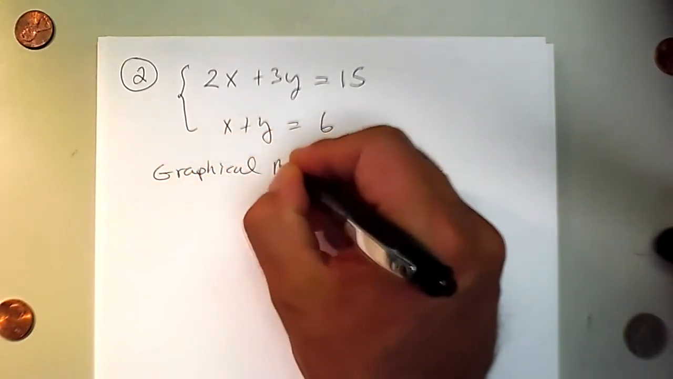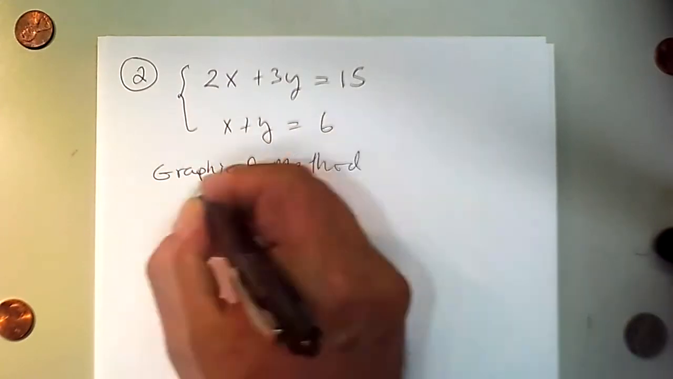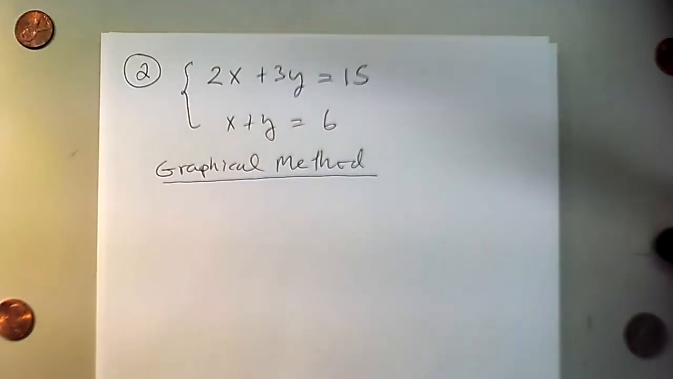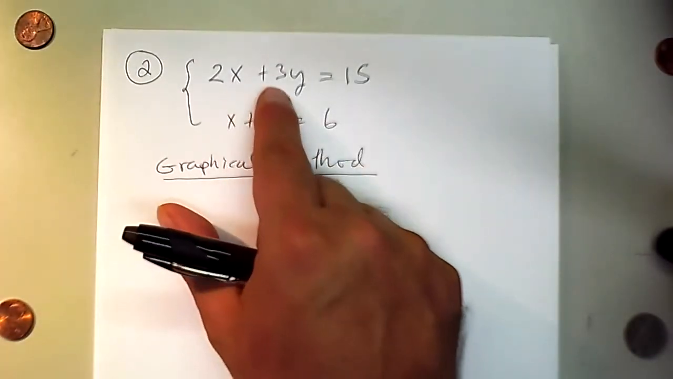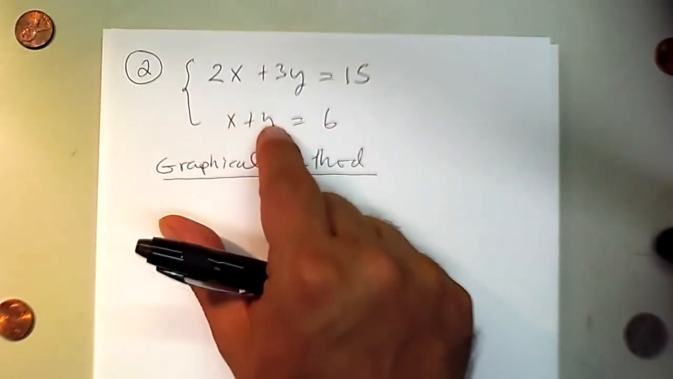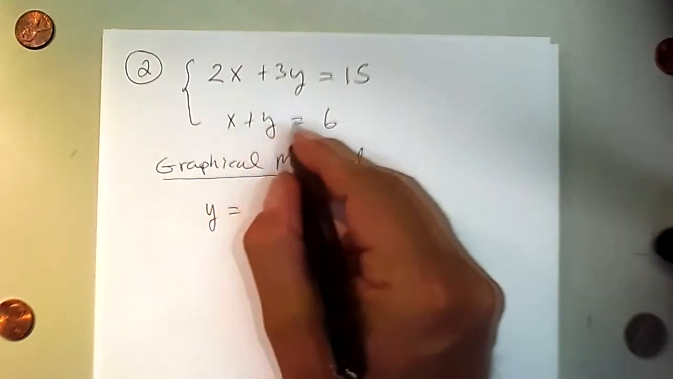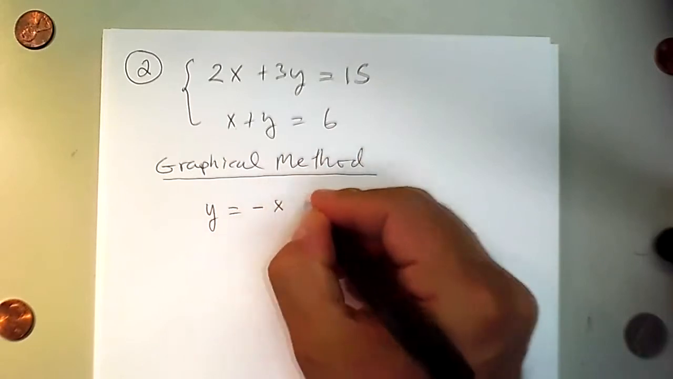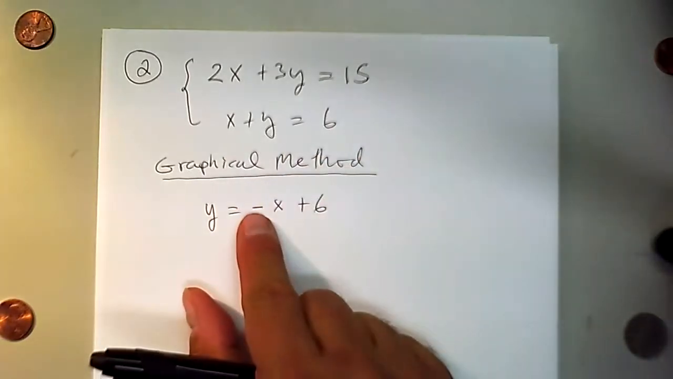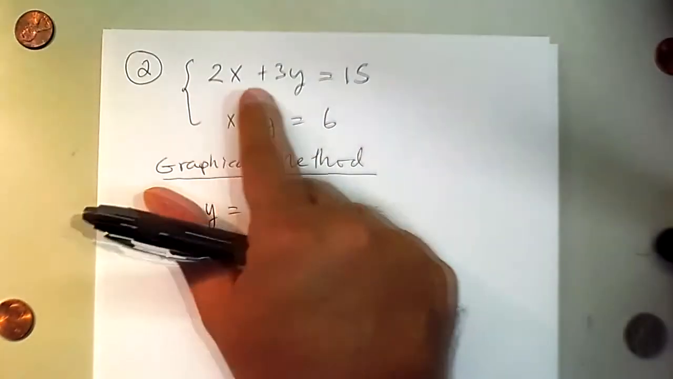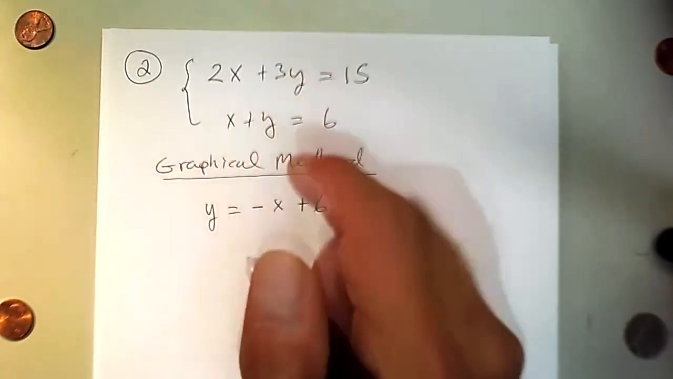The graphical method is a very important method to learn, especially since we have advanced calculators that can graph this very well. So the graphical method says, graph this equation, y equals, so I'm going to move the x over. So we have negative x plus 6. That means the slope is -1, and the y-intercept is (0, 6). And we're going to solve this equation for y.